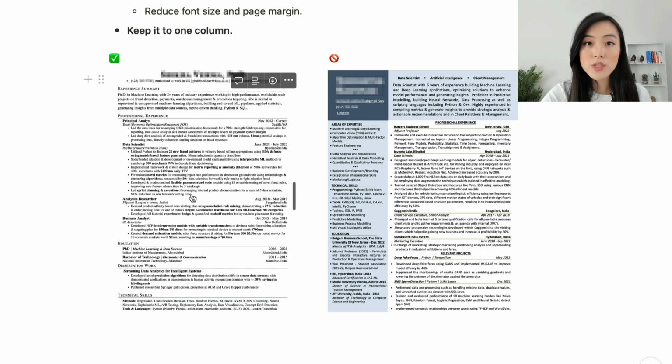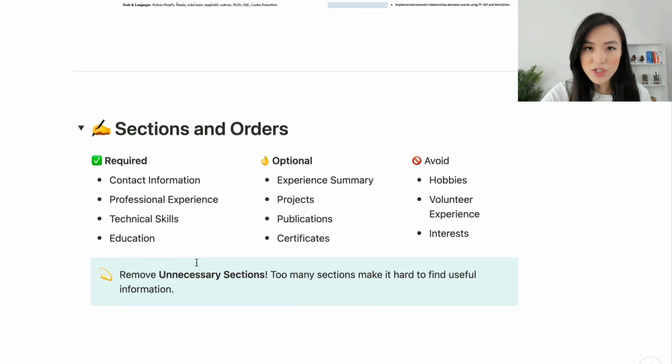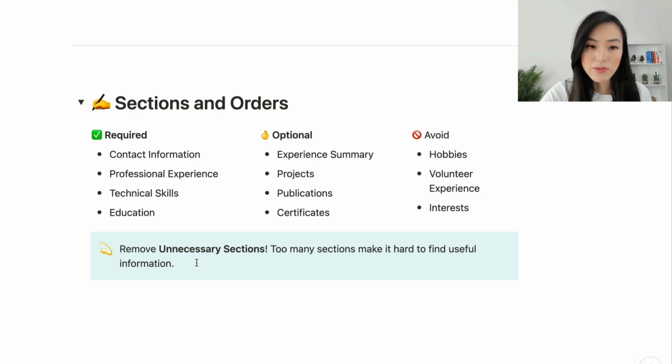Now we have talked about two general guidelines. Let's move forward to different sections and orders of those sections on your resume. There are 4 required sections: contact information, professional experience, technical skills, and education. There are also 4 optional sections. You only want to include those sections when you have extra space on your resume or your resume is too empty, and they are experience summary, projects, publications, certificates. There are also a few sections to avoid, and they are hobbies, volunteer experience, interests, because those sections are less relevant to data science than other sections.